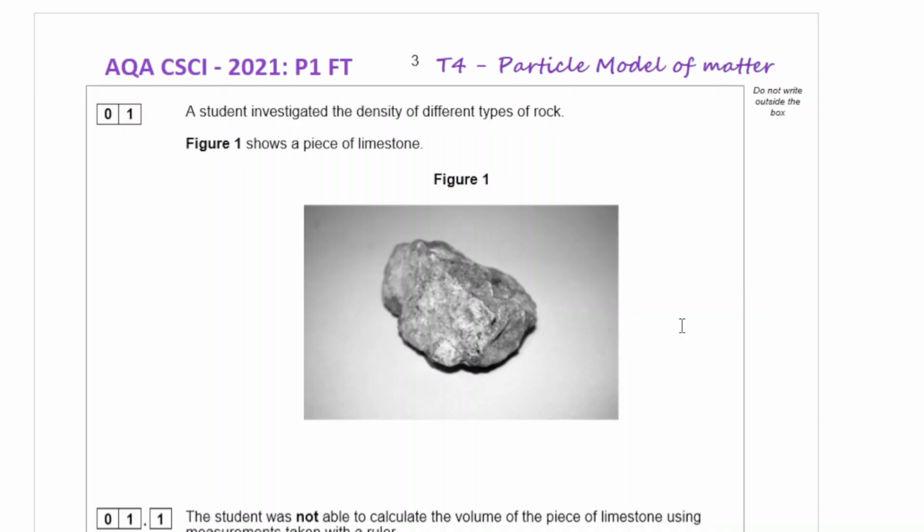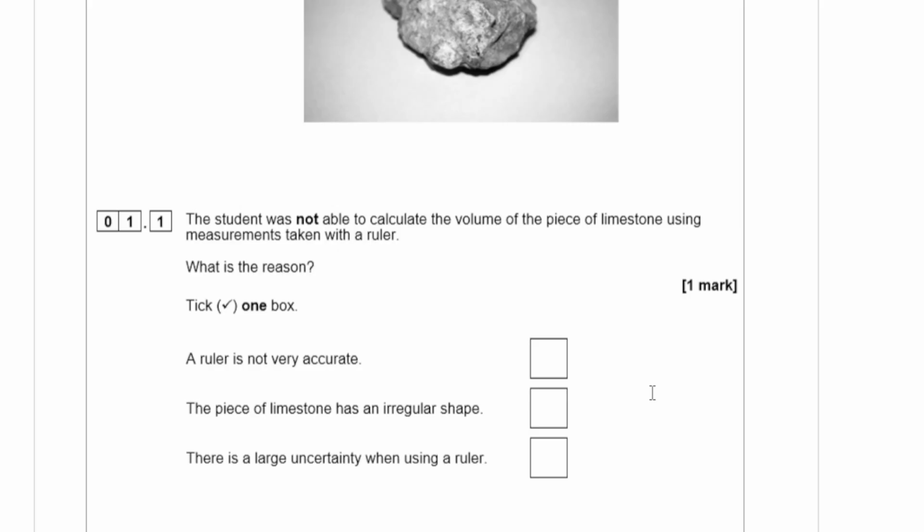of matter. A student investigated the density of different types of rock. Now, working out the density practical is actually a required practical. Figure 1 shows a piece of limestone. The student was not able to calculate the volume of the piece of limestone using measurements taken with a ruler. Suggest what is the reason.